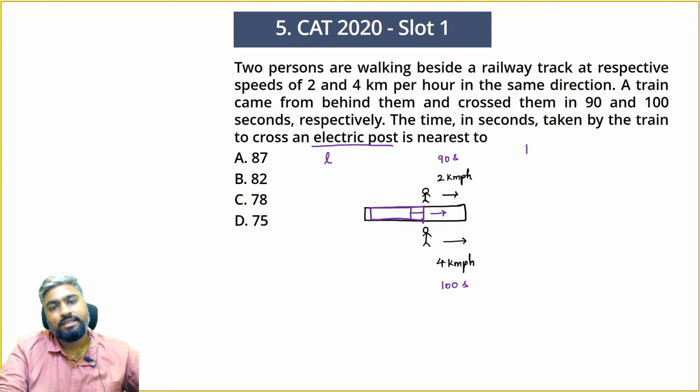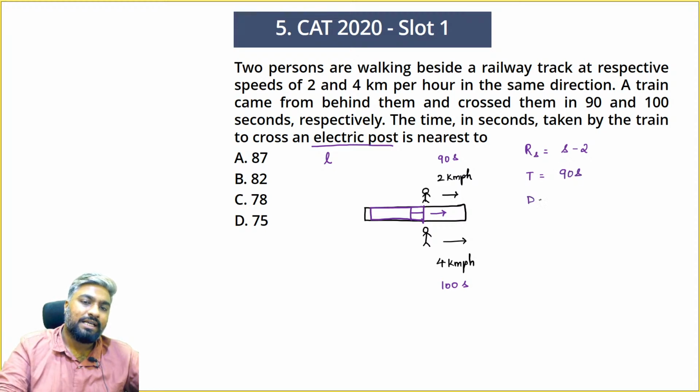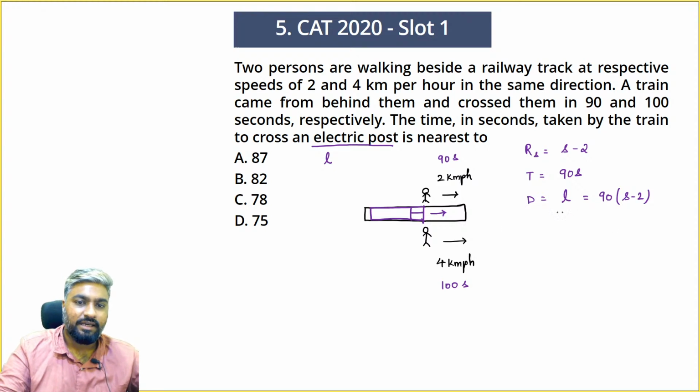Okay, so can I say the relative speed is going to be the difference between the speed of the train and the speed of the man, because both are moving in the same direction. Time taken is 90 seconds. Total distance that it travels in the first case will be what? Length of its own, correct? Which is distance, time into speed, that is 90 into s minus 2. Yes, this is the first case.